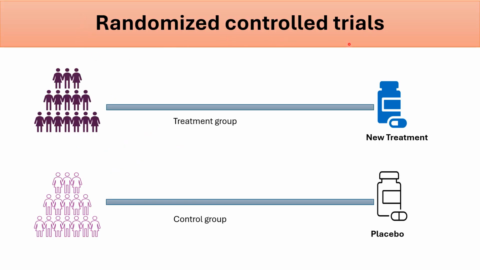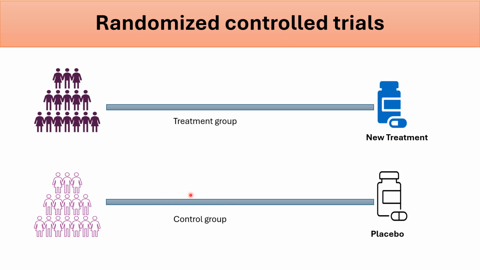Randomized controlled trials. This is the best study design. This is the gold standard to evaluate risks and benefits of a new treatment. Randomized means no selection bias, means different ages, different genders. Controlled. That's why this word came from.